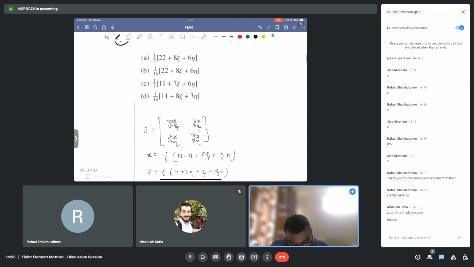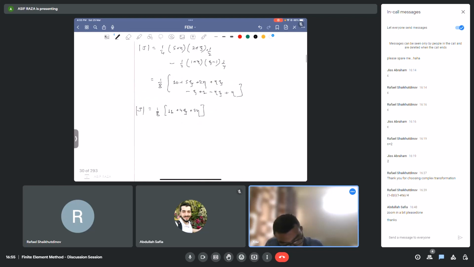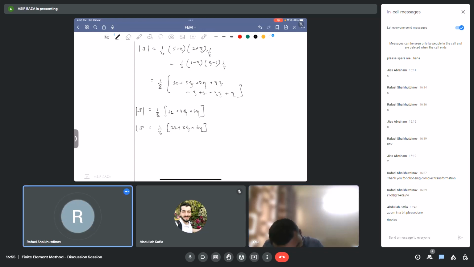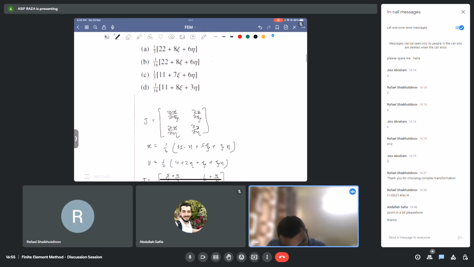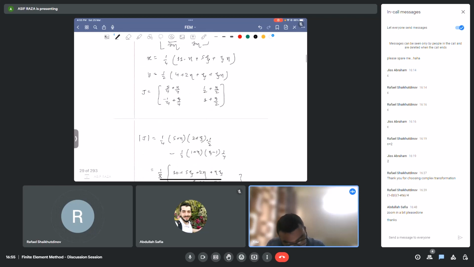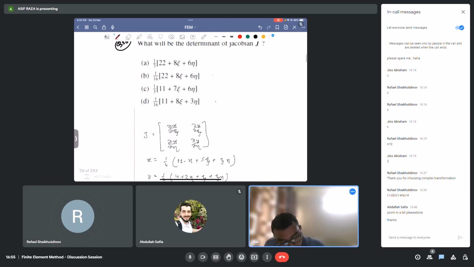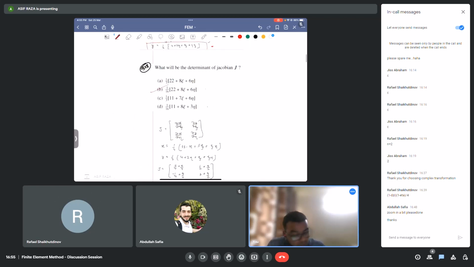Okay, so we have 1 upon 16. So we can transform here. If we write it 1 upon 16, we can write everything multiplied with 2, 22 plus 8 xi plus 6 eta. See, 1 by 16 here, 8 xi plus 6 eta, right? Yeah, so answer would be option B.